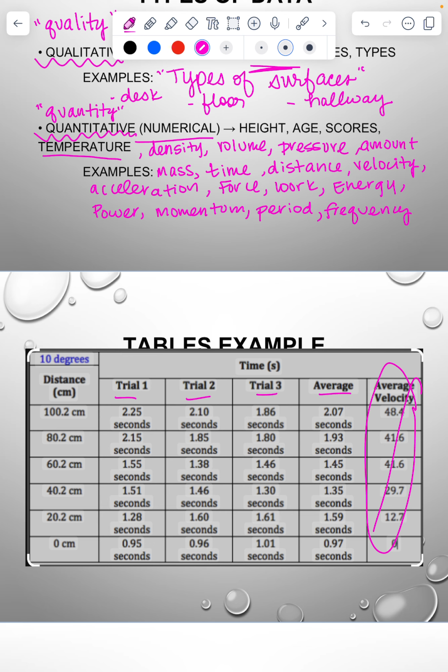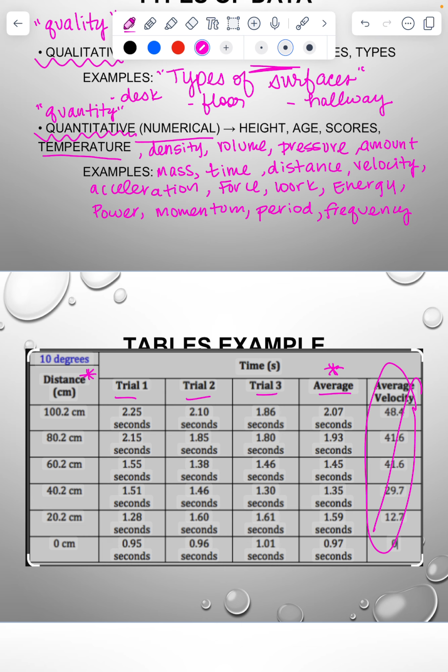You don't really have to look at this right now. We're going to talk about how that's found later. All right, but what I really want you to look at is the average time here and then the distance over here. So data tables are pretty good at introducing us to what the relationship is between our variables.